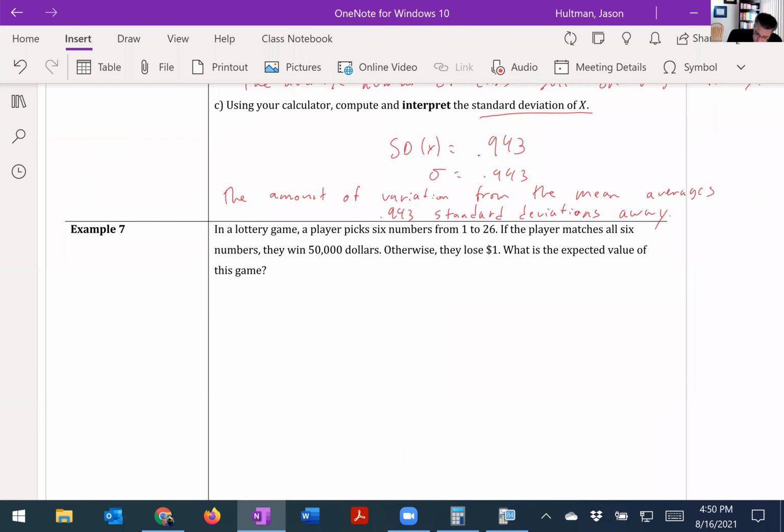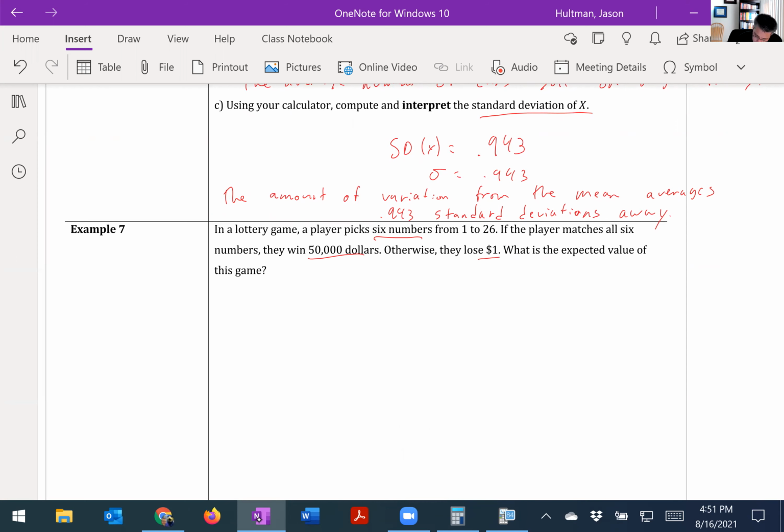In a lottery game, a player picks 6 numbers from 1 to 26. If the player matches all 6 numbers, they win $50,000. Otherwise, they lose $1. What is the expected value of this game?